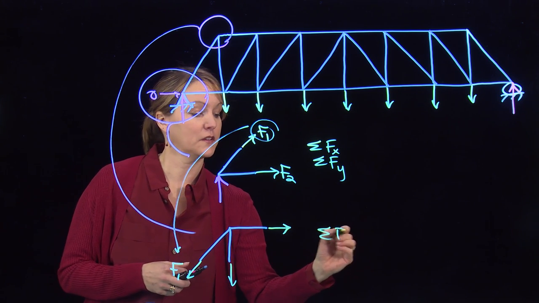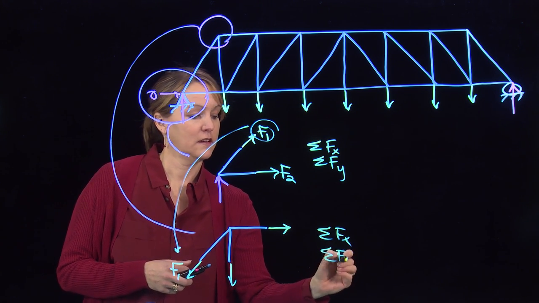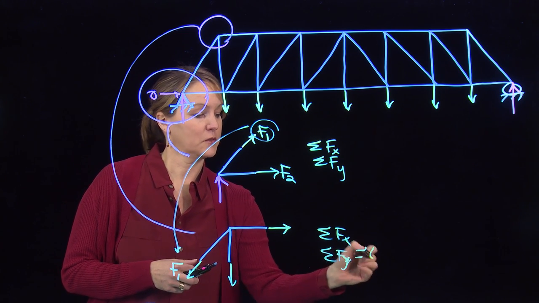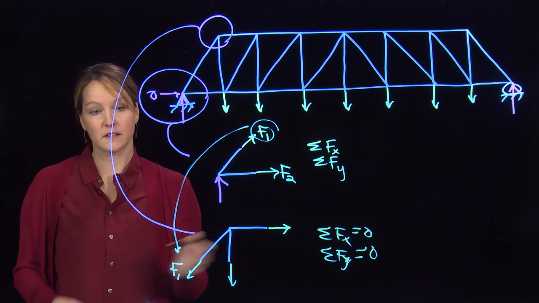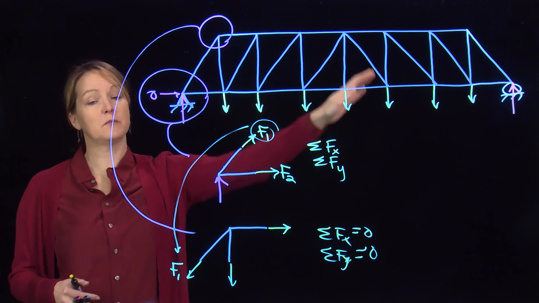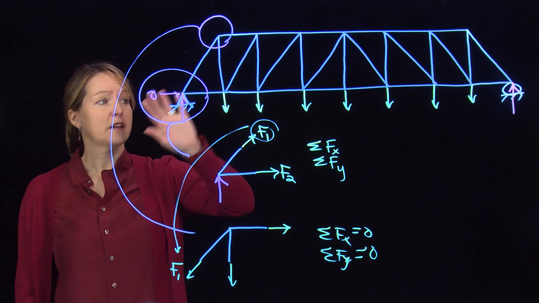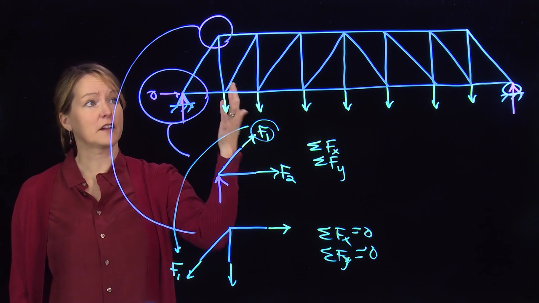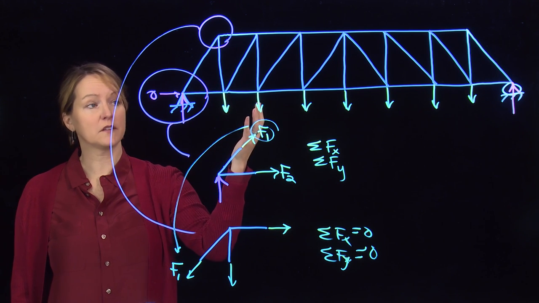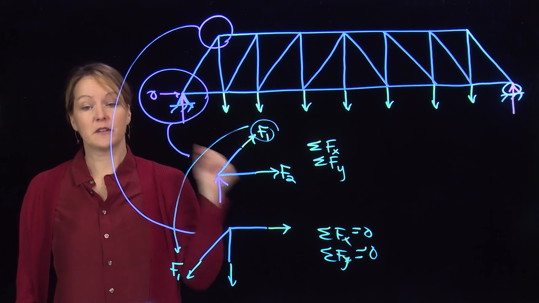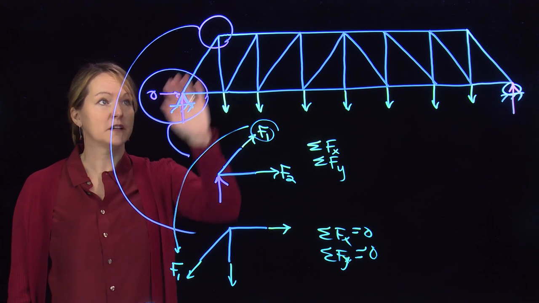I can again use two equations, sum of x equals zero and sum of y equals zero, and solve for these two additional forces and just keep moving my way through the truss. This happens to be a statically determinate truss. I've checked that the number of bars plus 3 equals the number of joints times 2, so it is solvable and we can just move our way through.